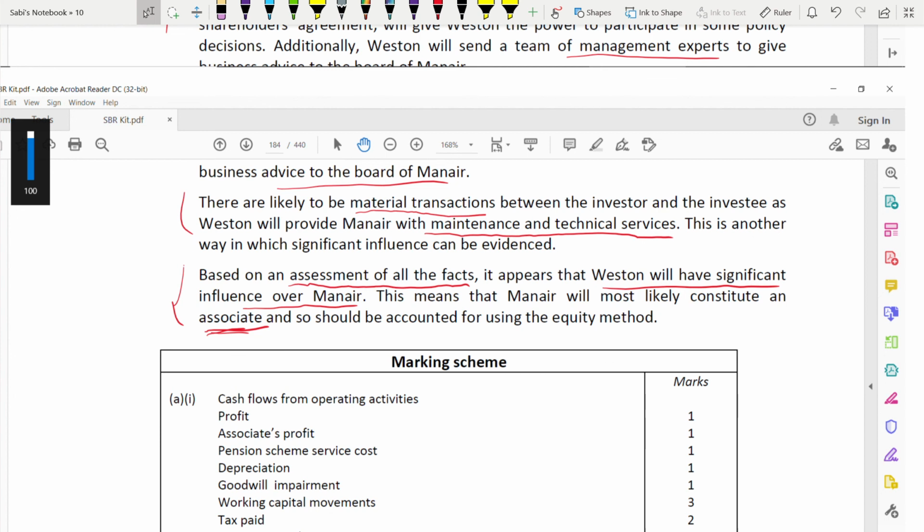Okay, so they should be accounted. This is the key word. They want to know this. They should be accounted for using the equity method. Now, one of you or some of you might say the other way also. You might justify. It's okay. It's perfect. You will get marks if you are able to justify that they are not an associate. So, therefore, they should not be accounted for using the equity method. That's also fine. But you have to justify. Okay. So, with that, we finished.